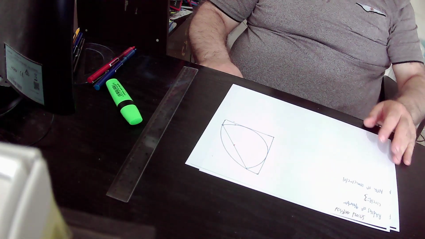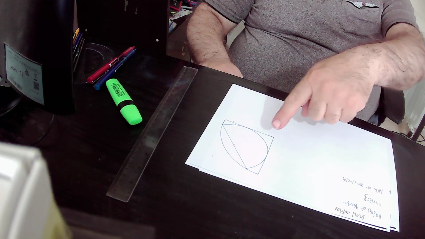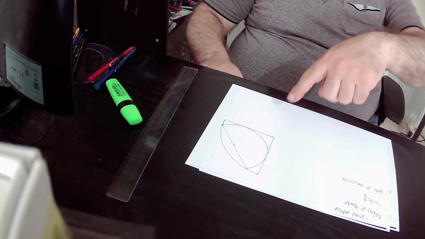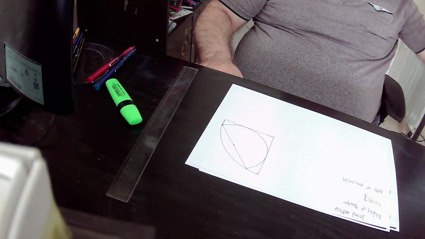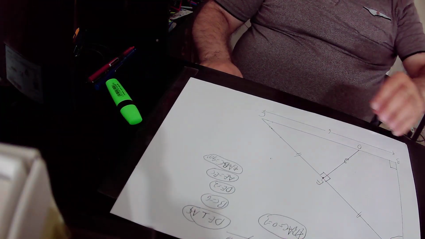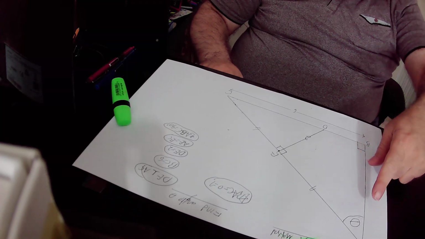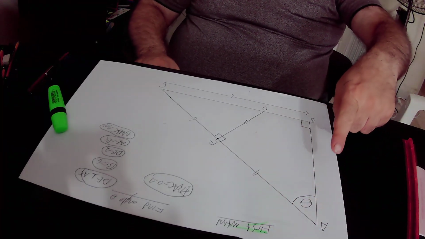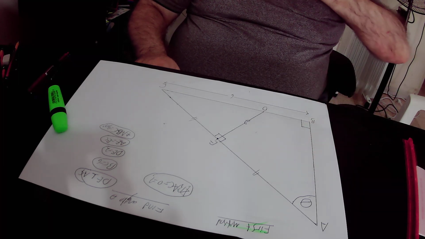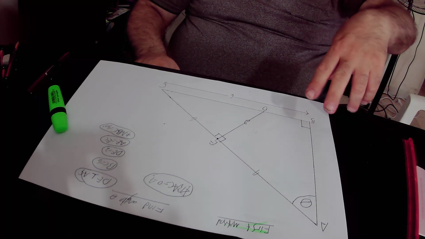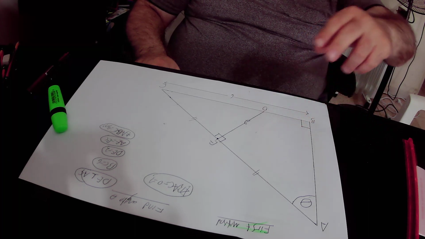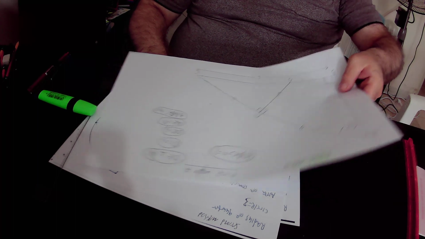Hello, in this lecture we will answer two questions. The first question is to find out the area of this semicircle that is inscribed by a quarter circle, and the second question is to find out the size of this angle theta, that is one of three angles of the right triangle ABC. So we'll start with the first question.